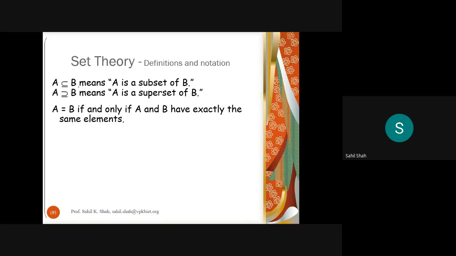Just observe. A subset of B means B will have at least those many elements present in A. And if you say A superset of B, A is going to have more elements, or at least an equal number of elements as that of B. We would say A is equal to B if and only if A and B have exactly the same elements. So two sets are equal if A is a subset of B, and at the same time B is a subset of A. Both should be subsets of each other. So we say A is equal to B if A subset of B and B subset of A. Both should hold true.